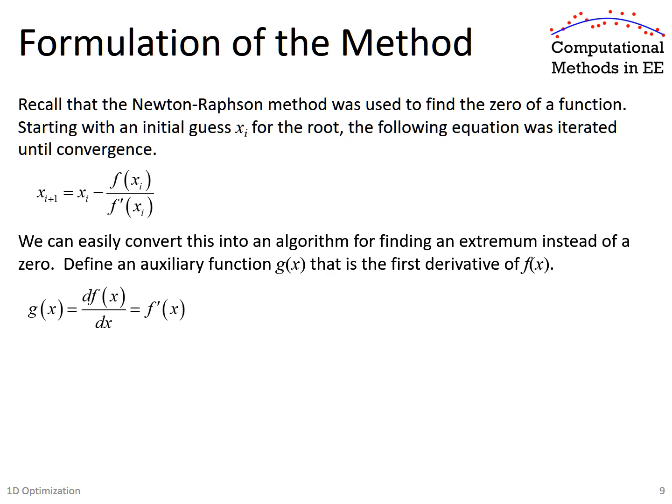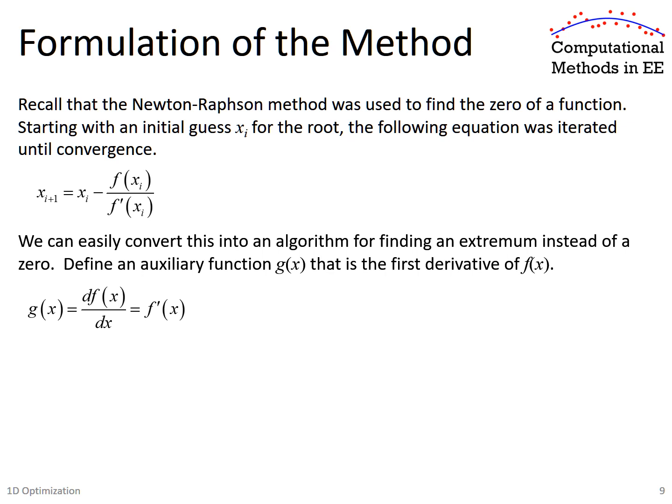So let's remember the first derivative test. The first derivative test says there's a maxima or minima where the derivative equals 0. So maybe to find an extrema for a function, rather than work on that function directly, let's work on the derivative. Let's do root finding on the function's derivative. And so that's what Newton's method is. We'll calculate an auxiliary function g, which is just the derivative of f, and perform root finding then on this auxiliary function. That's Newton's method.